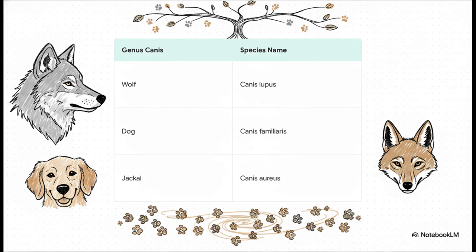Check out the genus Canis. Inside this genus, we have the wolf, Canis lupus, we have the domestic dog, Canis familiaris, and we have the jackal, Canis aureus. Just like the cats, these are distinct, separate species. A wild wolf and your neighbor's golden retriever are different species for sure, but they share so many dog-like traits that they belong in the exact same genus.